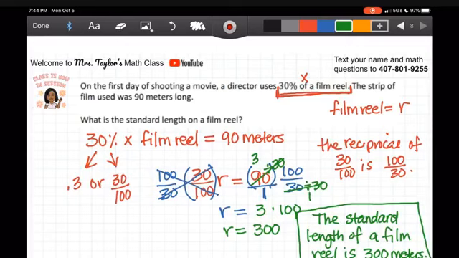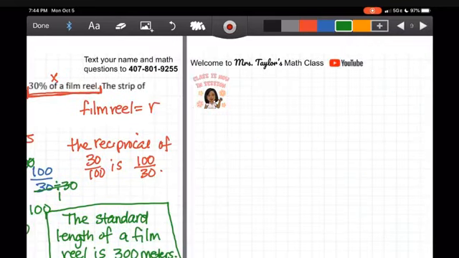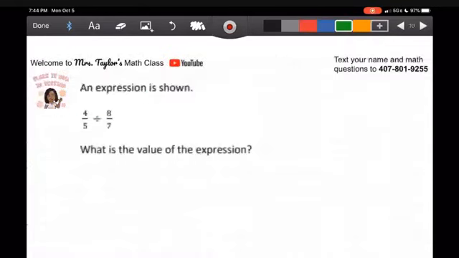Let's do another problem. So it says here, an expression is shown, 4 over 5 divided by 8 over 7. What is the value of the expression? So with this, we have to multiply. I know some teachers like to say we like to keep, change, flip. You know, that's one way of saying it. Or you could say I can multiply.